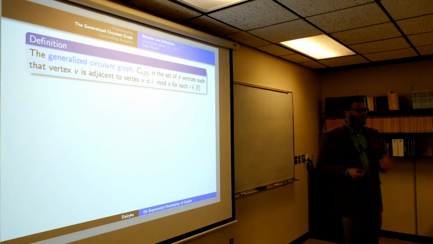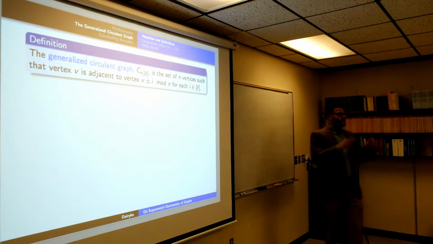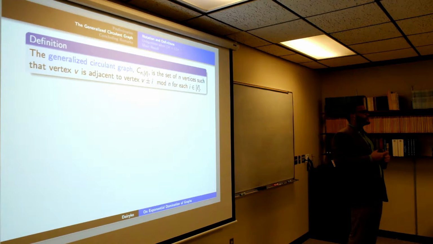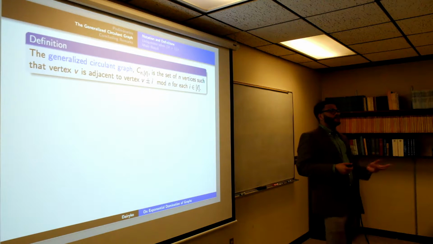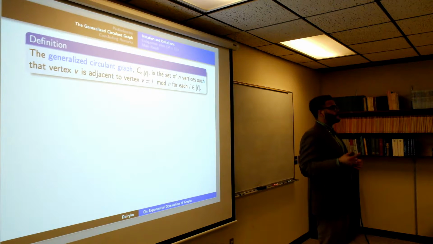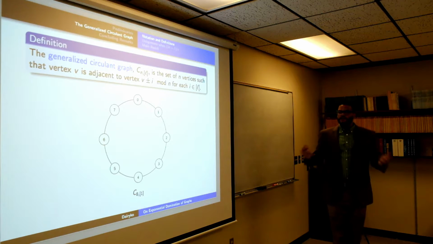All right, so you're probably wondering what a generalized circulant graph is. We denote it as C sub n, L. That bracket L just means the set of integers from 1 to L. It's a set of n vertices such that vertex v is adjacent to vertex v plus or minus i for every i in L.